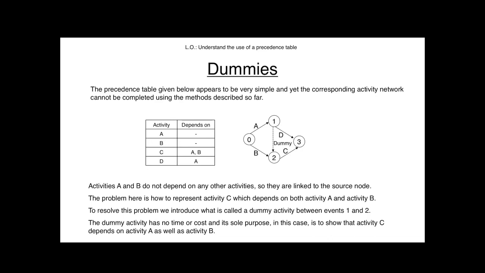So that dashed line means that it's not a real activity, but it's there to show that C depends on both A and B. So like it says here in the presentation, it has no cost, it doesn't cost anything, it doesn't have an extra time. The only reason it's there is to show that C depends on A and B. Hopefully that's clear enough.